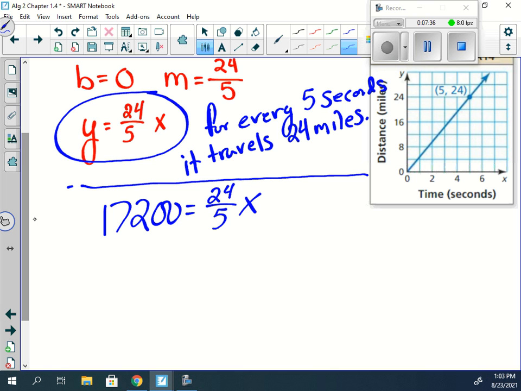So we need to figure out what value of x will make this equation equal 17,200. So we can plug 17,200 in for y and solve for the value of x. How can we do that? What would we need to do to get x by itself? We can divide both sides by 24 over 5, because anything divided by itself is 1.